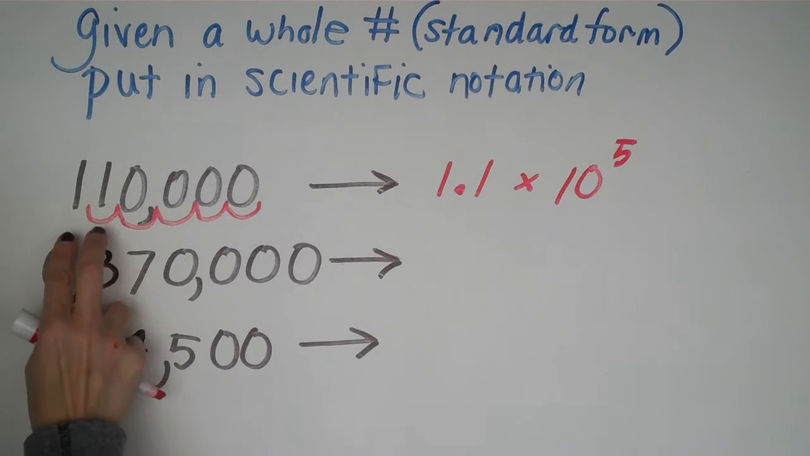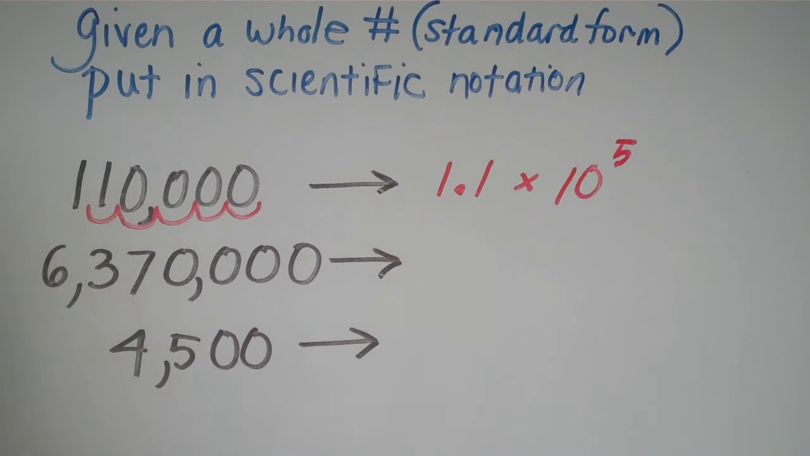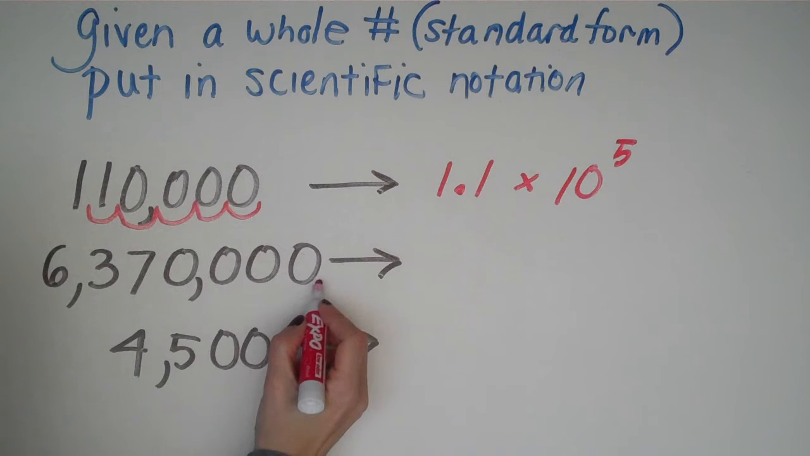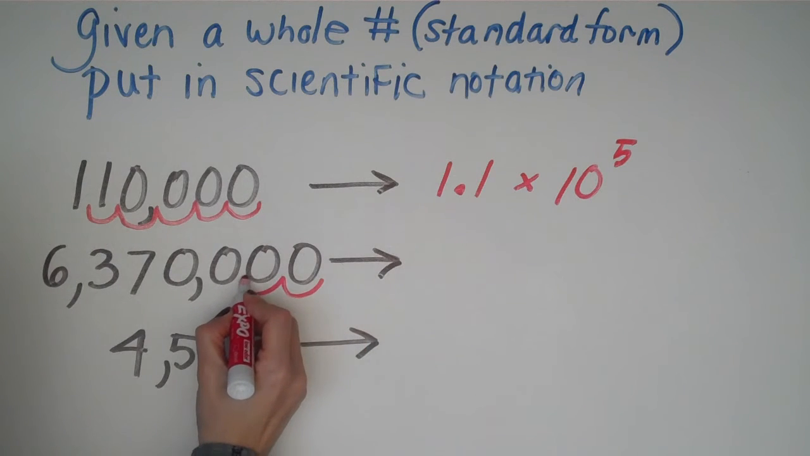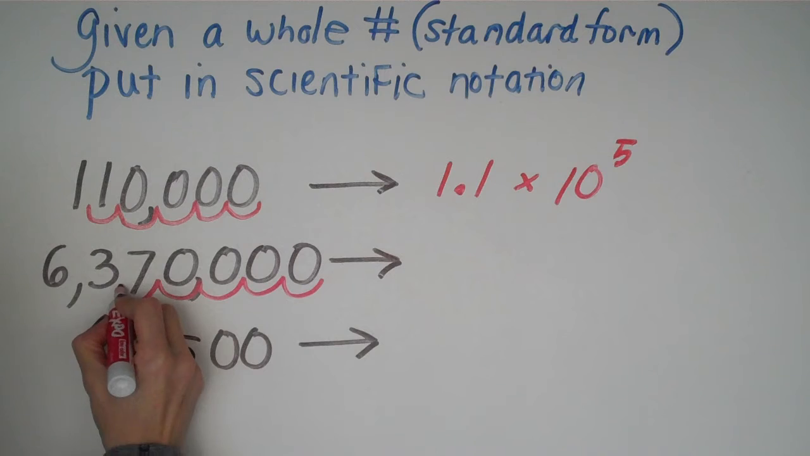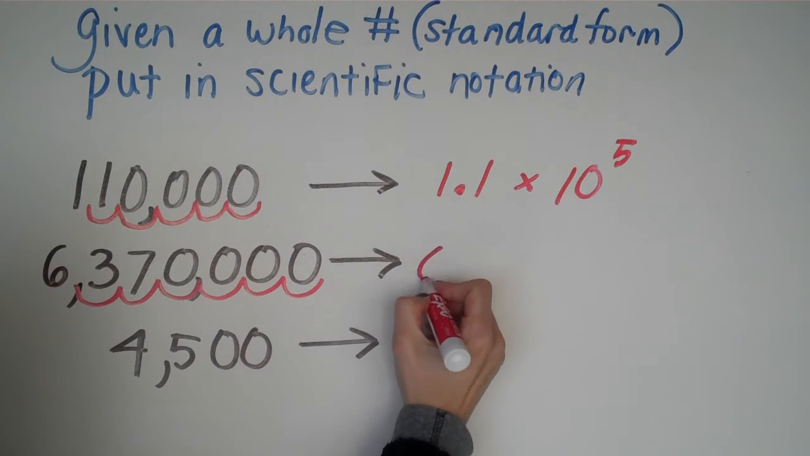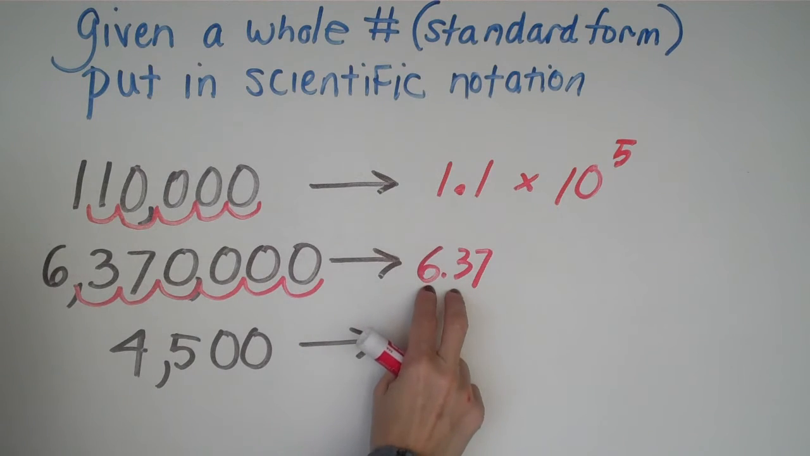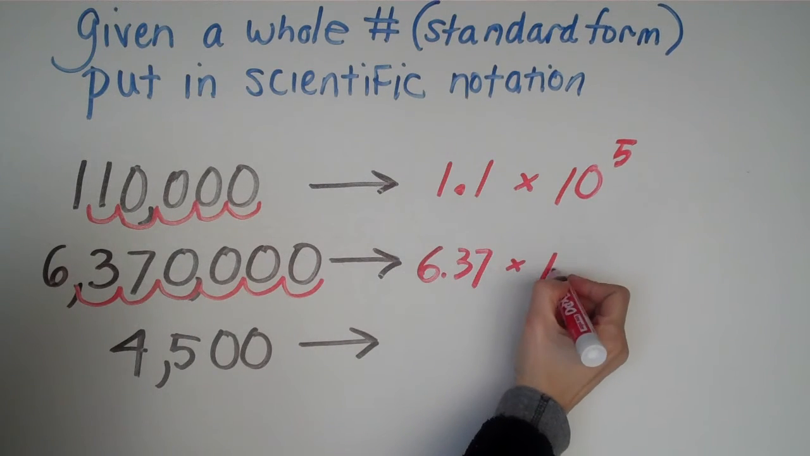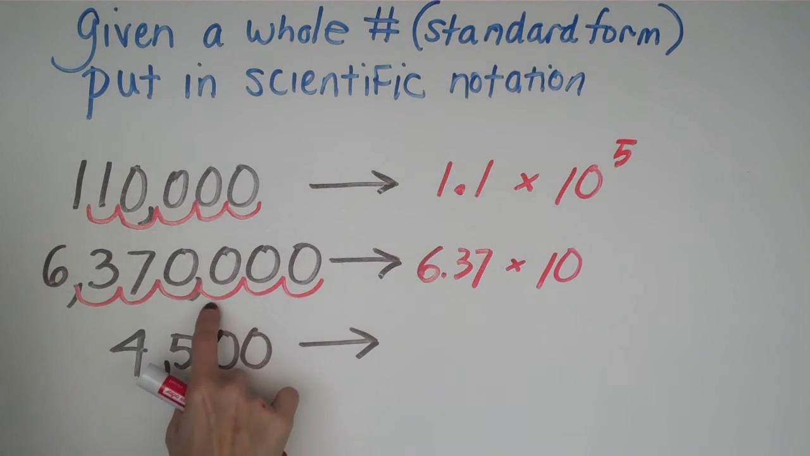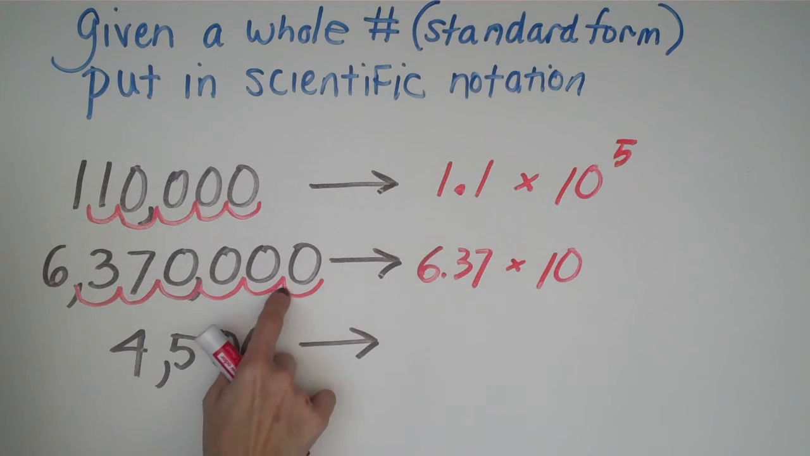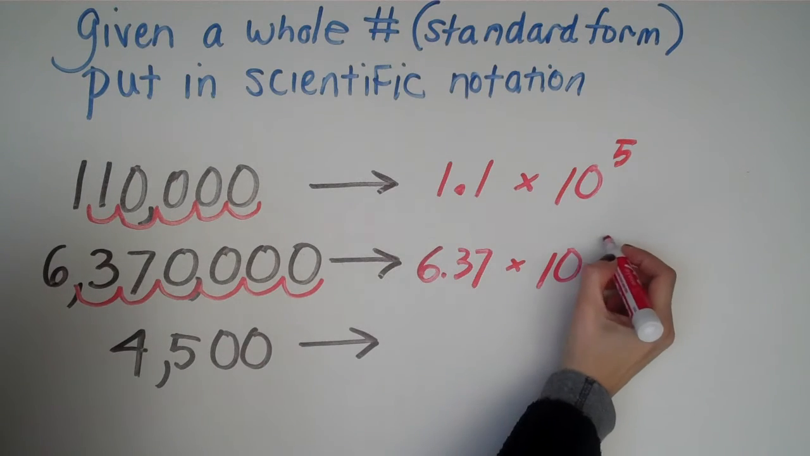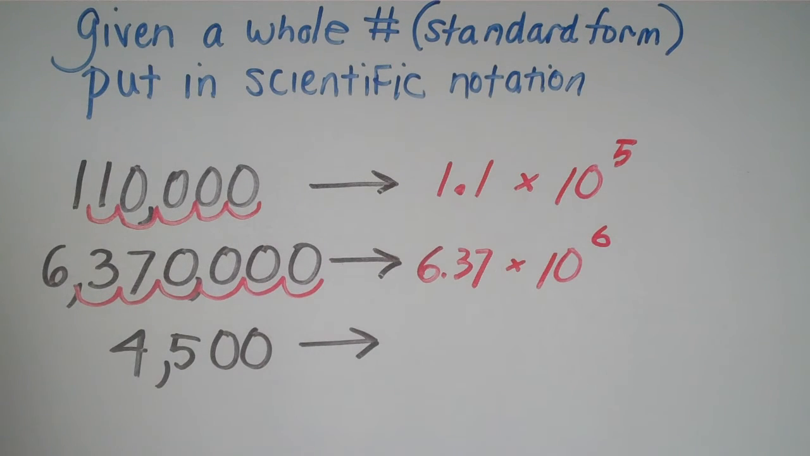So we end up writing the numbers in the front. We put a decimal after the first number. Let's try it again. So we're going to start where we would imagine the decimal to be. 1, 2, 3, 4, 5, 6. So we write 6.37. We take those numbers, we put them right here, times, and it's always going to be the base of 10, times how many spaces did we move? 1, 2, 3, 4, 5, 6. So 10 to the 6th power.